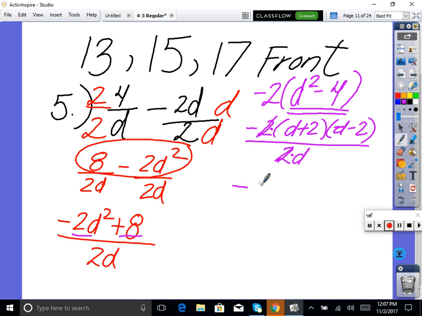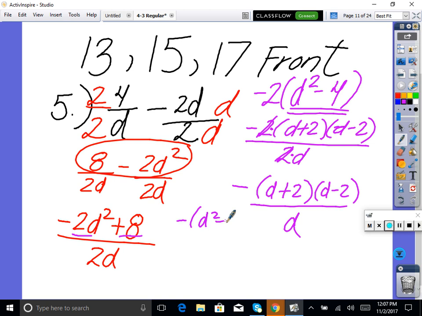So we have negative, or negative 1, but we just don't write negative 1, d plus 2, d minus 2, all over d. Now, if you would have had negative and then in parentheses d squared minus 4 all over d, you would have got it right as well. It's just this was in standard form where this is in factored form. Why is it wise to have it in factored form? Because then you know it didn't divide out with anything on the bottom.